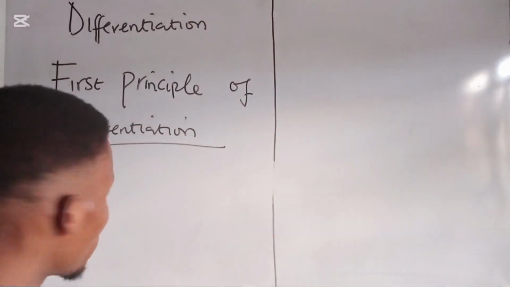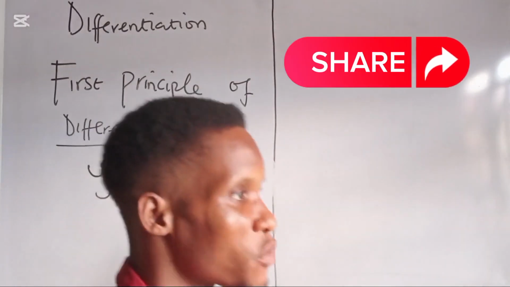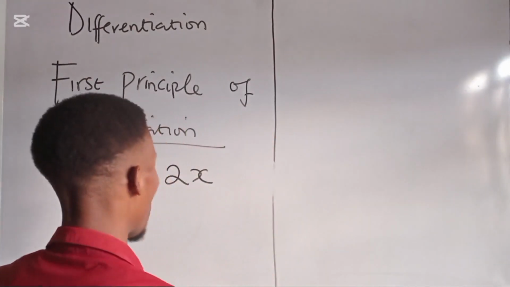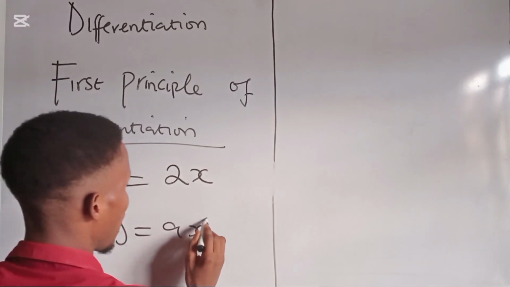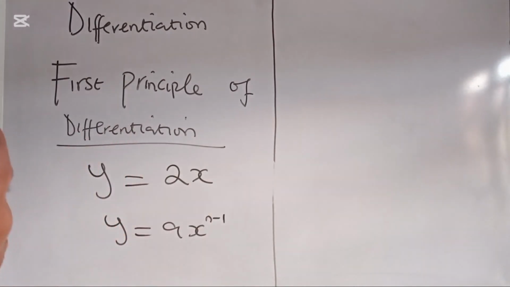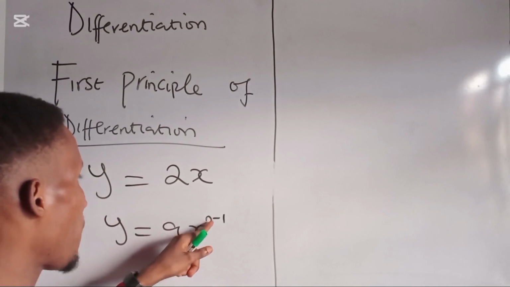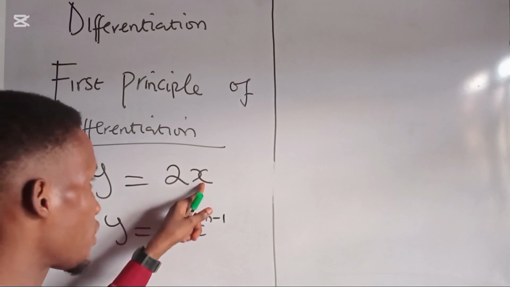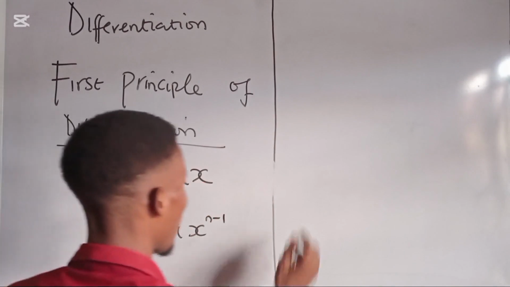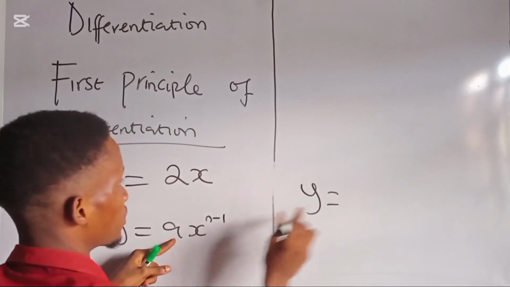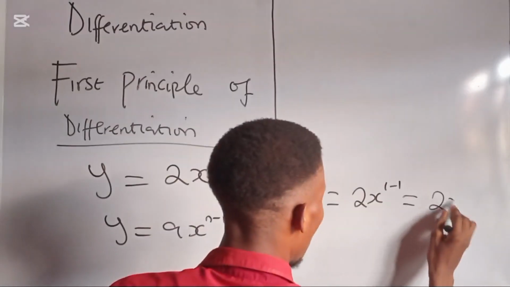So what I mean here is, let's say we're given y equals 2x. When you are solving y equals 2x using the general method, y equals ax raised to the power n minus 1. So when you're using this method, here a is 2, then x remains x, then the power here is 1, because any number standing on its own has a power of 1, so minus 1. So you're going to have y equals 2x raised to the power 1 minus 1, which is going to give us 2x raised to the power 0.